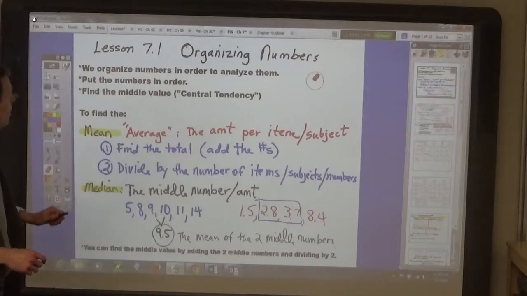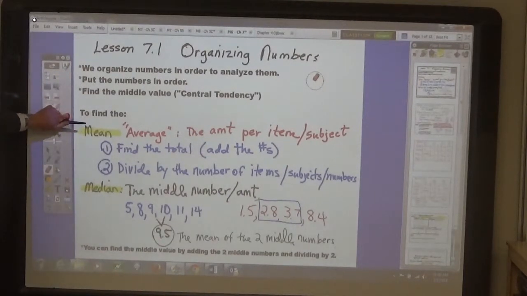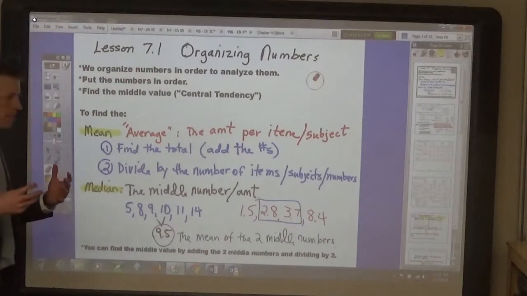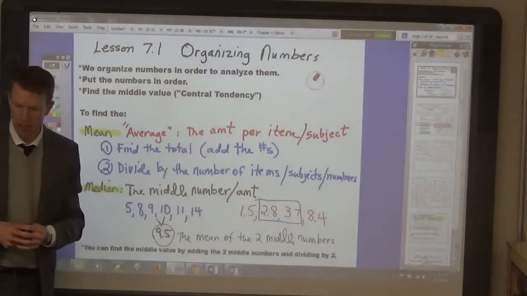So these are, for example, the mean, the median, the mode, and the range of the numbers. Those are ways that we can analyze the numbers in a set. Okay? So, first of all, let's talk about a set of numbers. A set of numbers is a group of numbers that you can get.